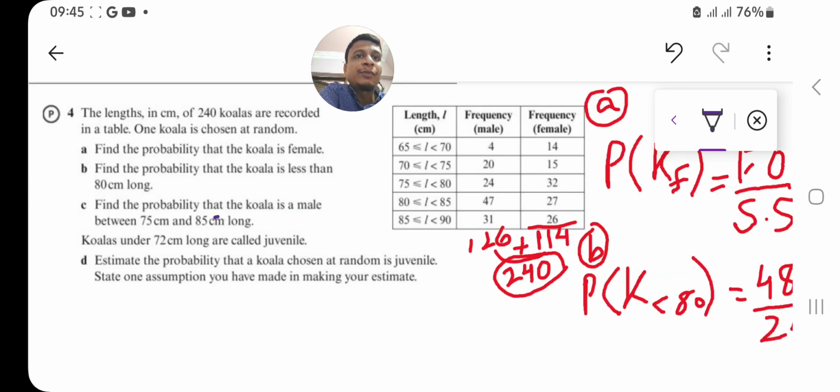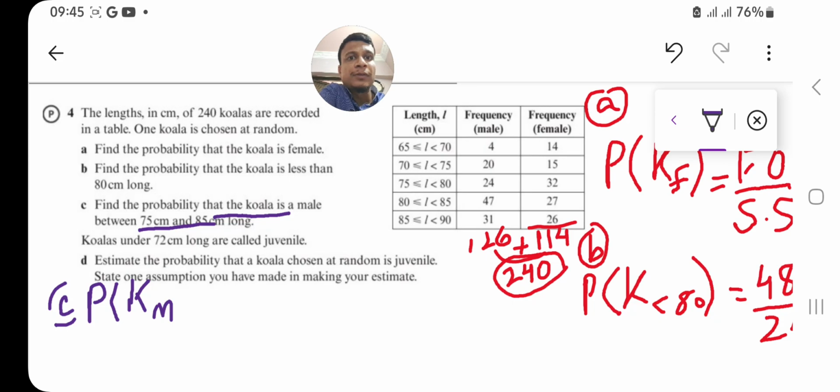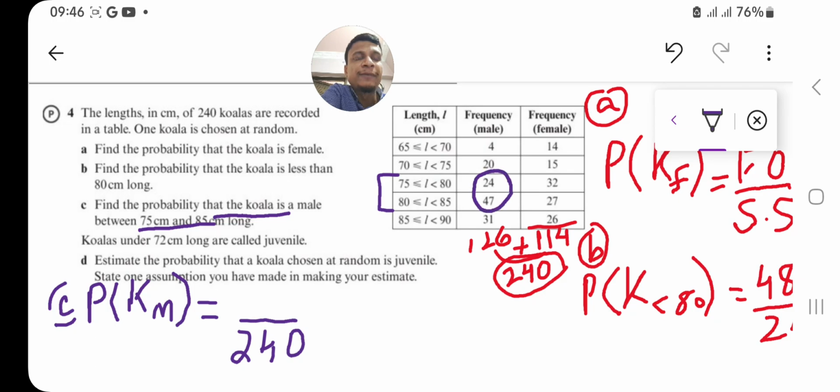In part C, they are asking to find the probability that the koala is male and between 75 and 85. For that we will write part C, probability koala is a male, 75 to 85. Okay, so the overall sample space, we know, is 240, and for the length 75 to 85, we will take only the frequency for male, not female. So it is 24 plus 47, our favorable outcome. Favorable outcome options always go on the upper side, on the numerator, as we are placing here.